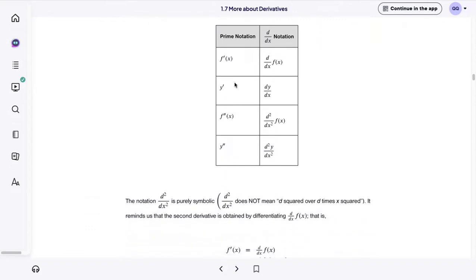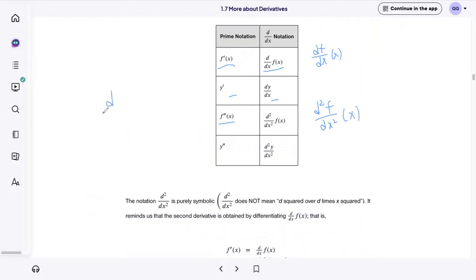So those are different notations for derivatives, right? We see f prime of x can be written as d f(x) over dx. Sometimes you see this kind of notation, d/dx of f(x), right? y prime we can write as dy/dx. y double prime, the second derivative, can be written as d squared f over dx squared of x. So why is that?